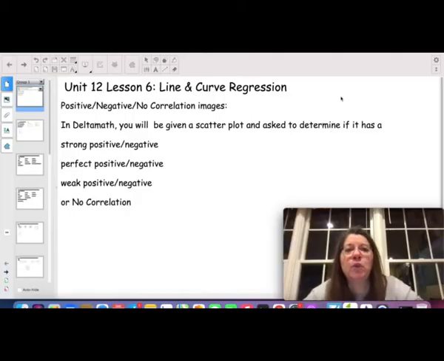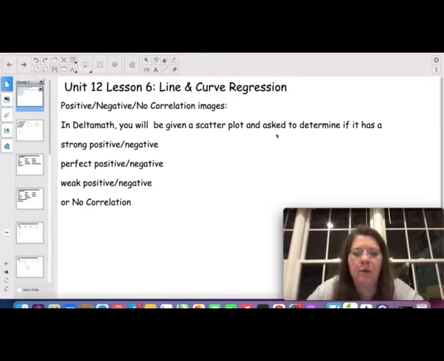This is Unit 12, Lesson 6, Line and Curve Regression. The first thing we're going to talk about in this video is the correlation of linear data. Remember, data that is linear will be in a straight line direction. So it could be in a straight line with a positive slope, a straight line with a negative slope, or it could have no correlation at all, where the data is just scattered all over your graph.